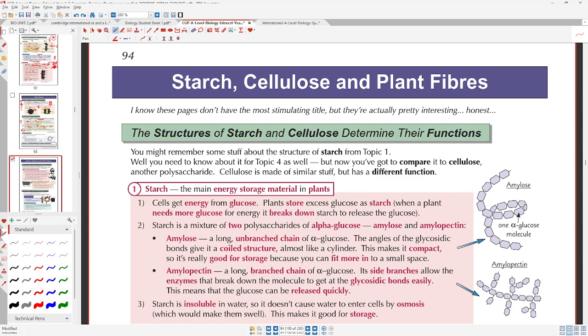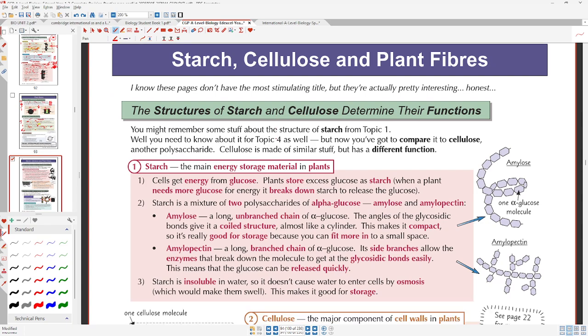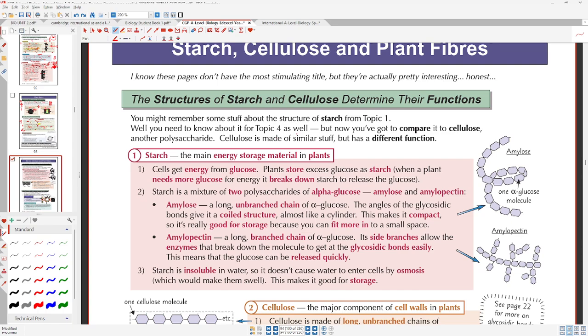Now, starch, cellulose, and plant fibers. We've talked about this partially, but this is starch. We discussed it heavily in Unit 1, and all cells, or at least all cells that I know of, get energy from glucose, right? So they need to break it down using aerobic respiration to release energy in the form of ATP. Starch is the source of glucose, at least in plants, right?